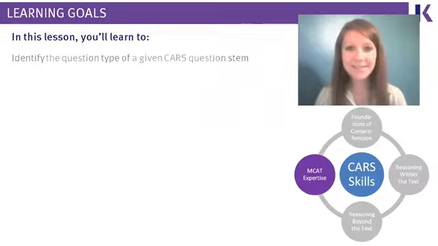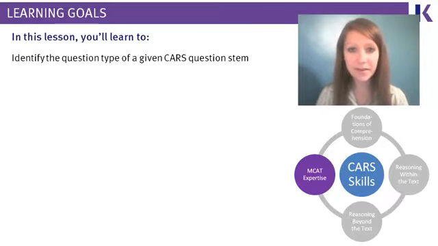Therefore, the goal of this lesson is going to be to look at a CARS problem and identify the question type once you read through it. So you know a lot of the question types already. You've seen them in chapter 6 of this lesson book, and you've seen how to work through them and how to figure them out and effectively get to that answer.